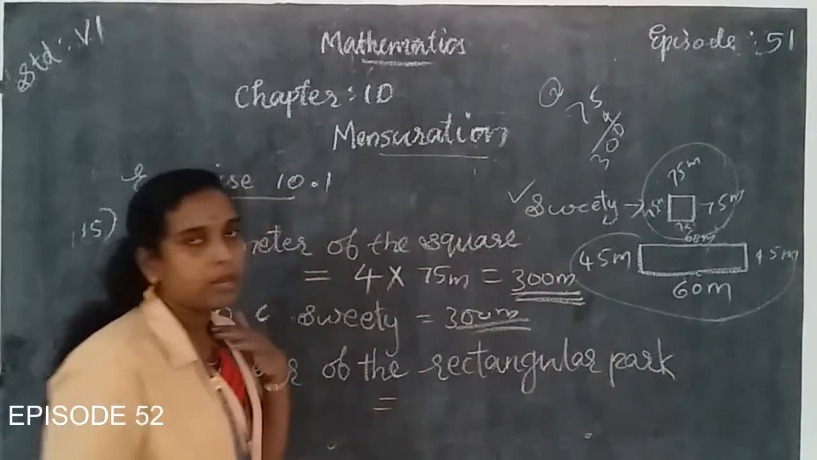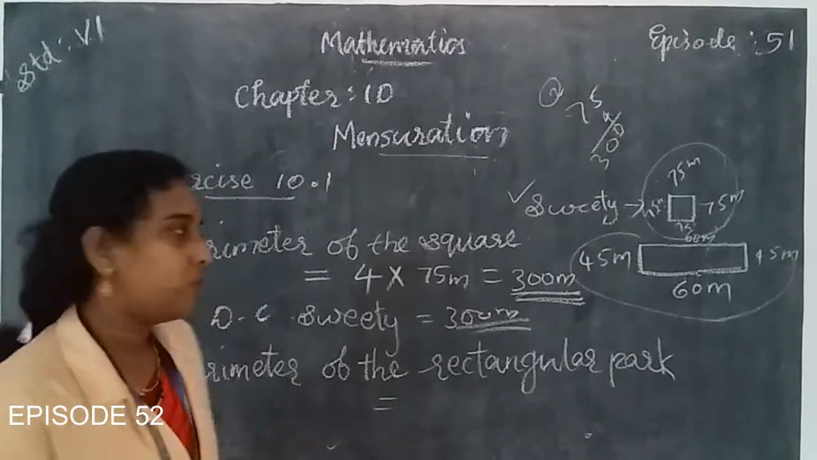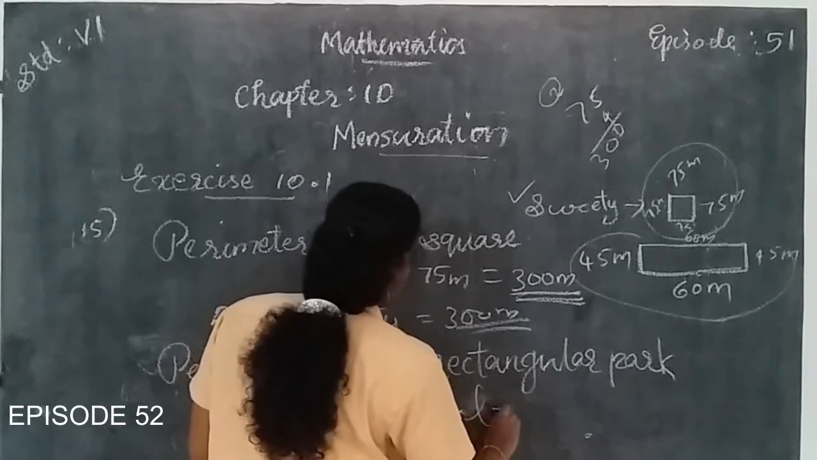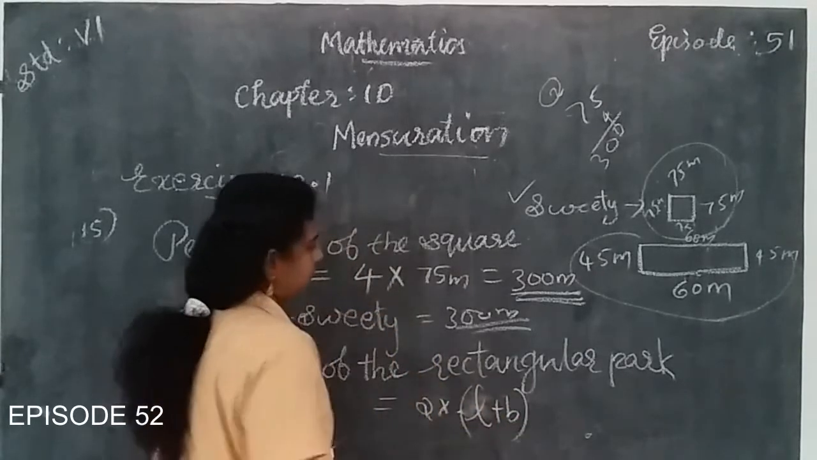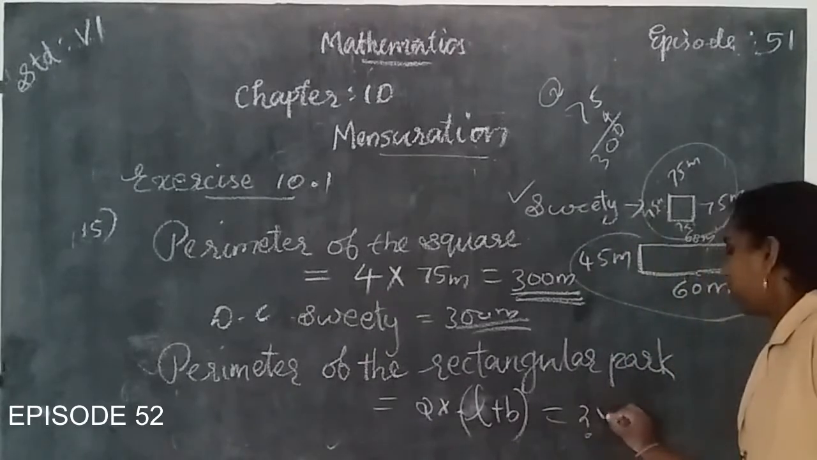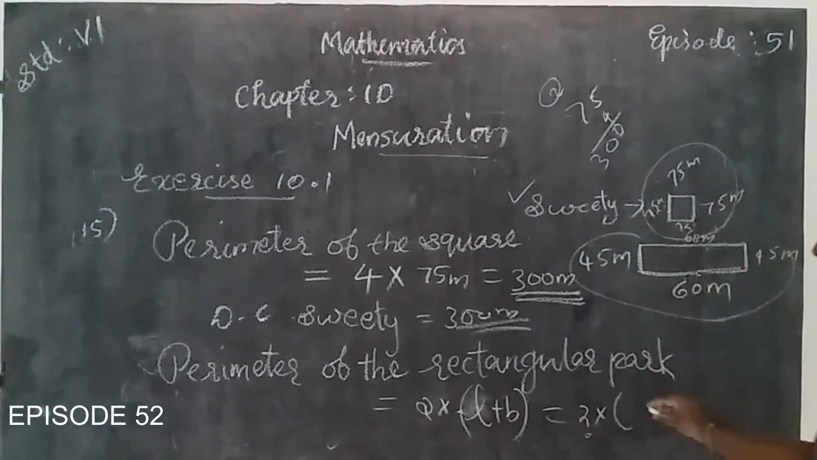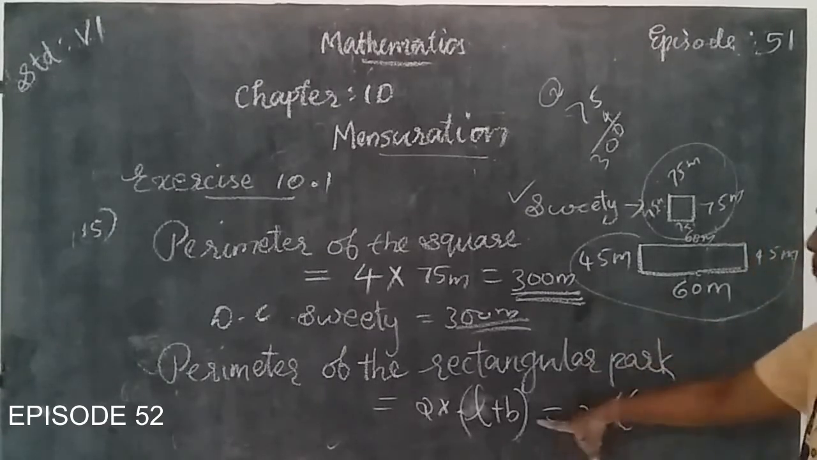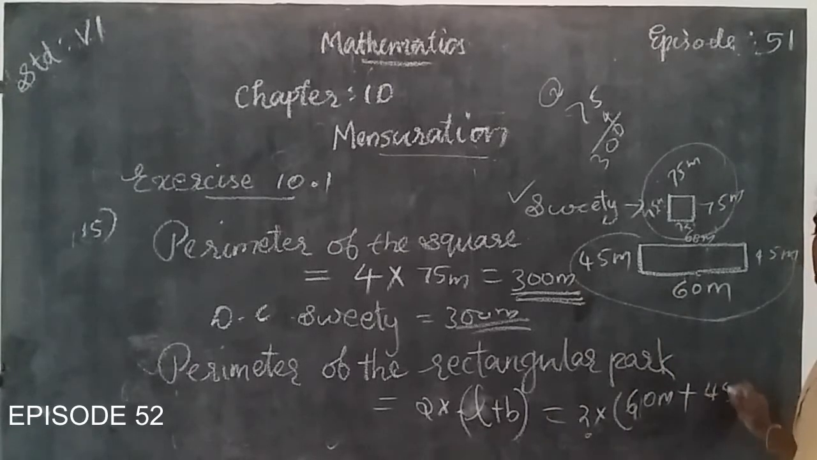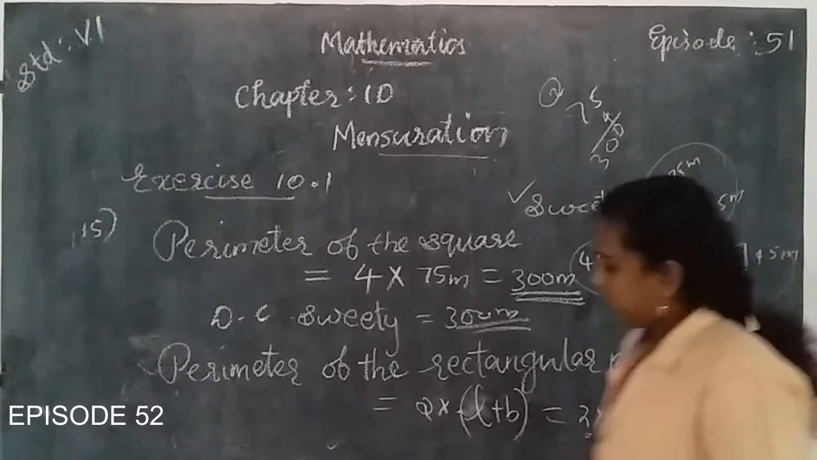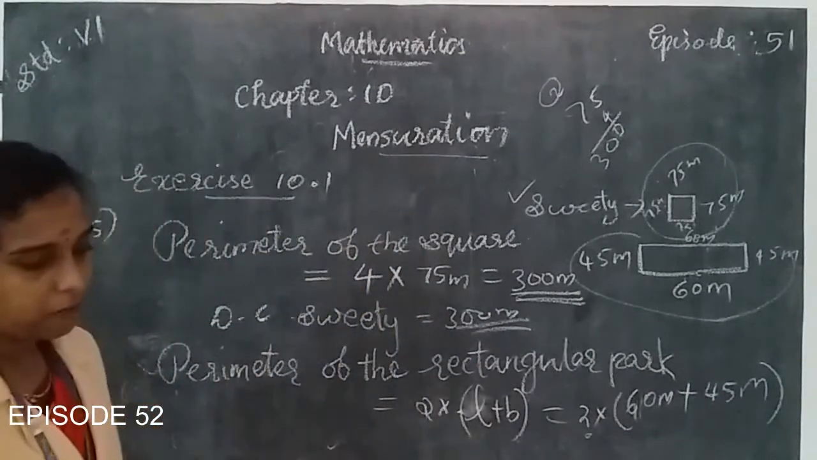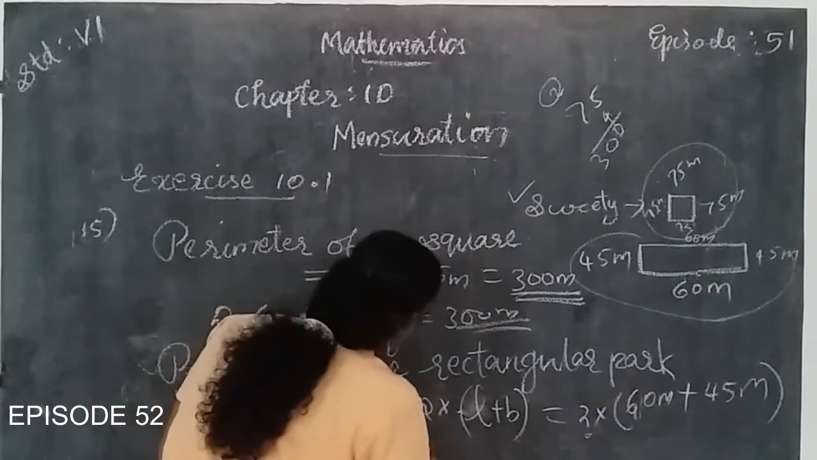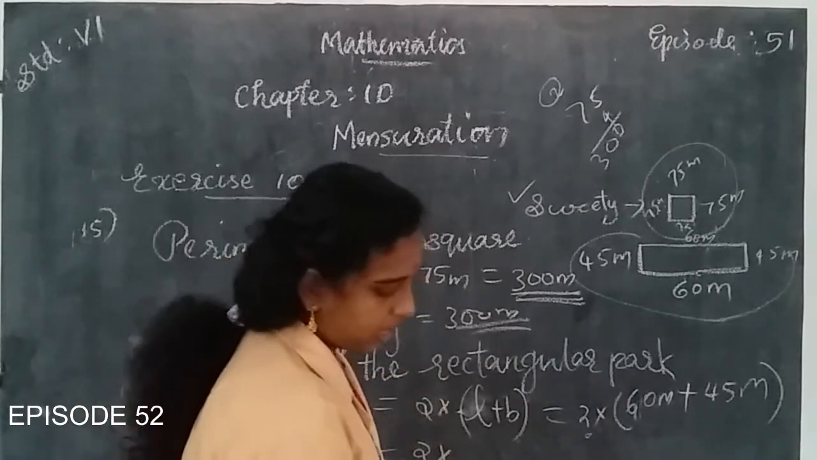How to find the perimeter of a rectangular path? It is 2 into L plus B. That's equal to 2 into, here the length is 60 meter, plus B, that is 45 meter. When we add 60 plus 45, you get 2 into 60 plus 45.